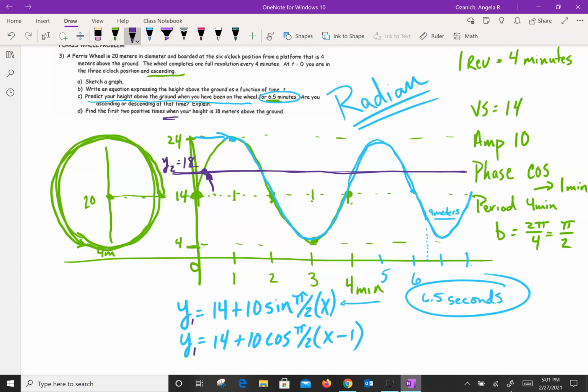Remember to change your window to accommodate your scenario if that's the case. But I don't mind if you guys take a look and say, oh, I think it's going to be 25 seconds here, and this looks like 2 minutes. We know we're right here at exactly 14, so probably a little bit before 2 minutes. 1 minute, 50 seconds, something like that, to get those first two positive times when your height is 18 meters above the ground.